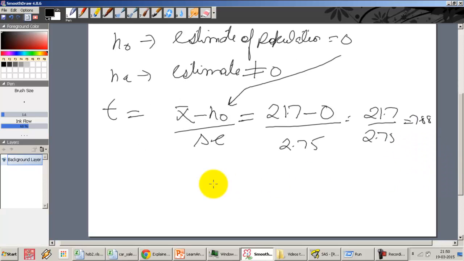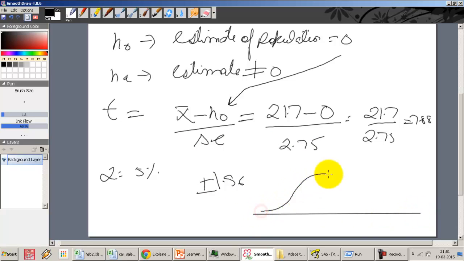Now if I am doing this at alpha equal to 5%, I know the critical value lies at plus minus 1.96. So is this t value in the acceptance region or the rejection region? If I look at the t distribution once more, with t equal to 0, the acceptance region for the null lies from minus 1.96 to plus 1.96, and I see that my t value of 7.88 lies somewhere over here, way outside in the rejection region.